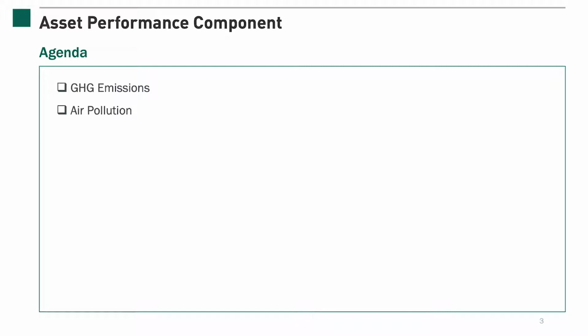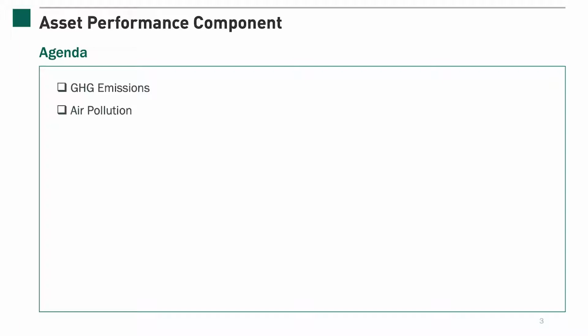We'll go through indicators aspect by aspect, providing guidance and examples of how to report on each indicator in the assessment portal. For an overview of the structure of the indicators in the performance component, refer to the lesson titled Asset Assessment Performance Component Structure.